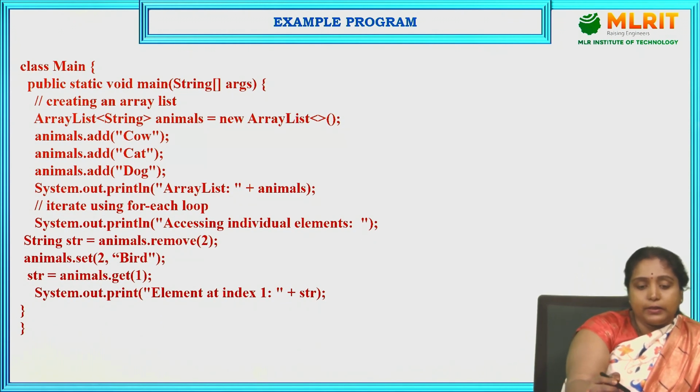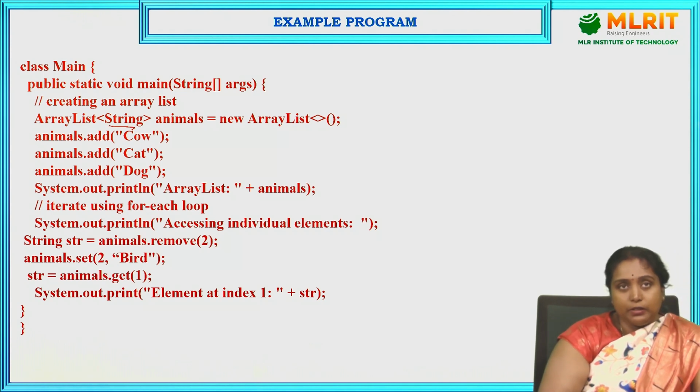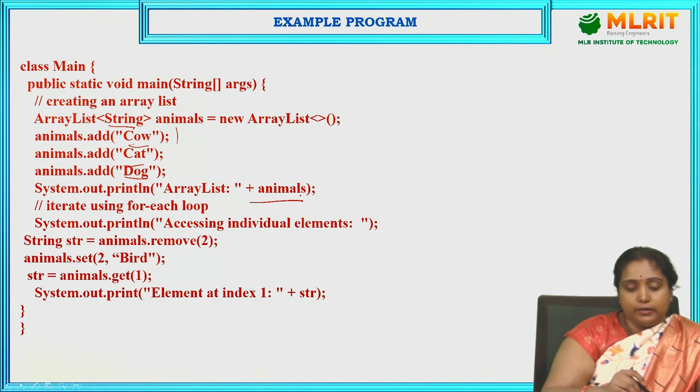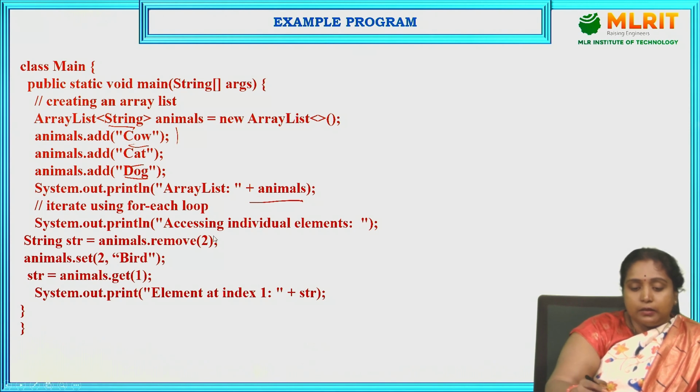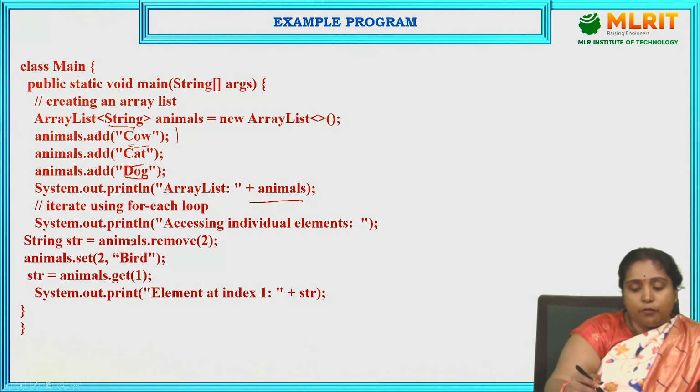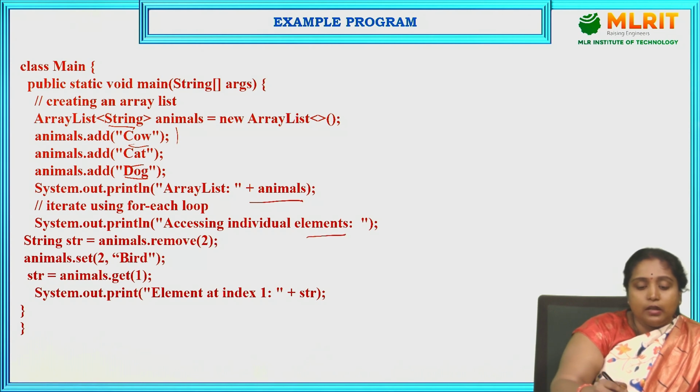I simply have an ArrayList. I am taking String as my type parameter here, new ArrayList, and I am adding animal elements like cow, cat and dog, and next I am printing these animals, to see what elements we have stored in the ArrayList. And next, accessing individual elements: you can access the individual elements directly.